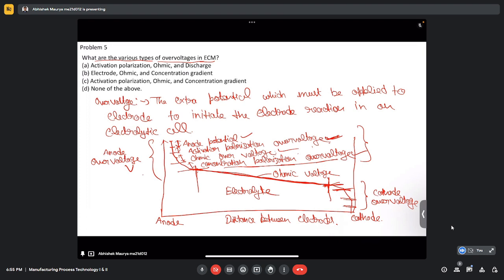So the correct answer is activation, ohmic, and concentration. Yes. So the correct answer is C. Okay, so we will move to the next problem.